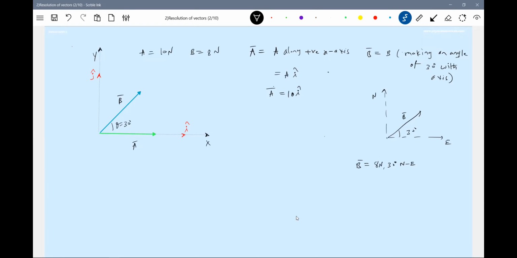8 Newton, 30 degree north of east. So what is the 30 degree north of east? That will be the direction. And a bar, we can also write it as a bar equal to 10 along east. These are the various forms. There's nothing wrong with them.